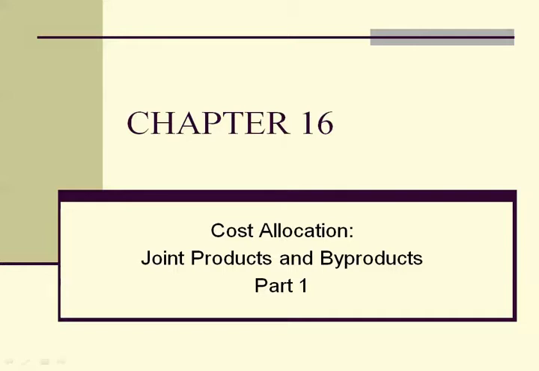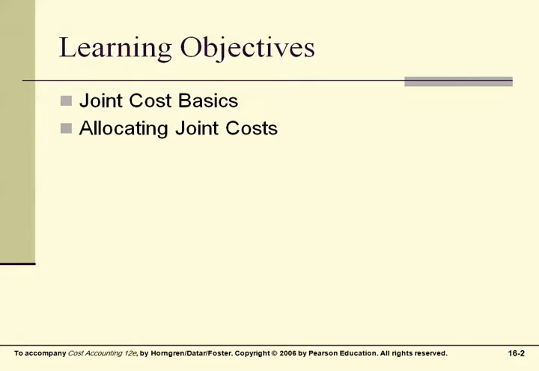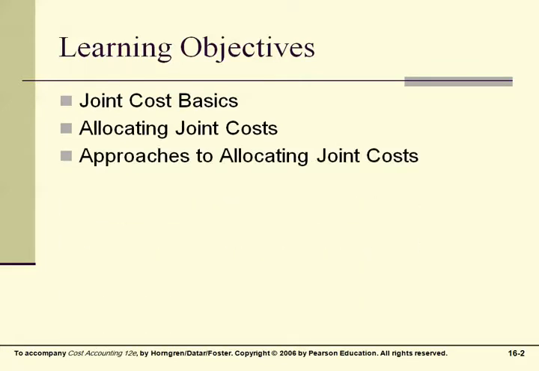Today we are going to discuss Chapter 16, Cost Allocation, Joint Products and Byproducts, Part 1. Learning objectives of the chapter: Joint Cost Basics, Allocating Joint Costs, Approaches to allocating joint costs, Sell or process further.